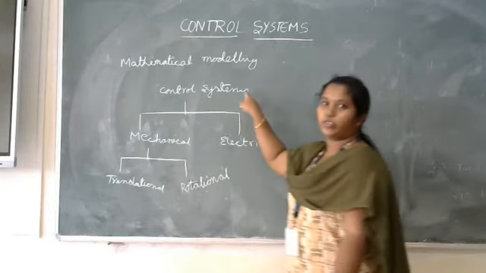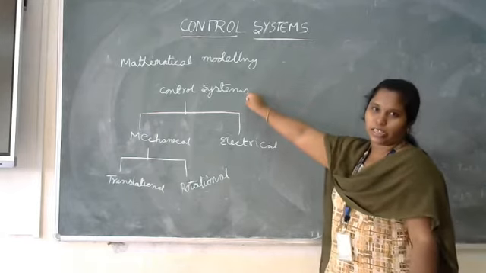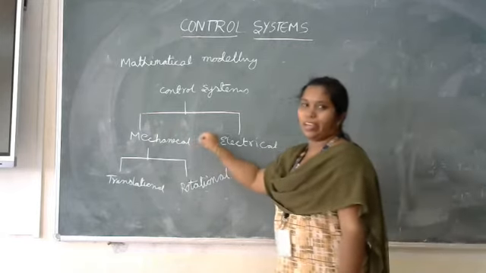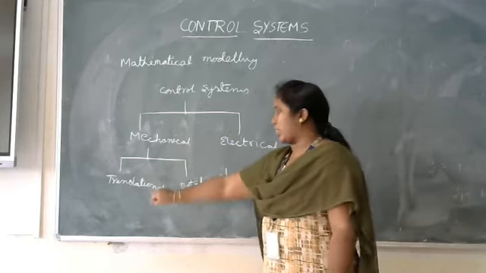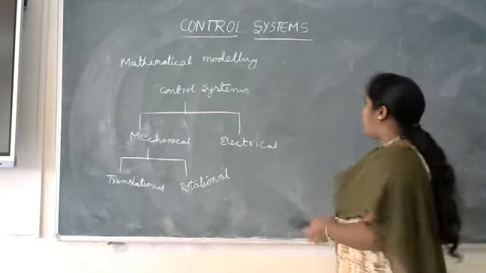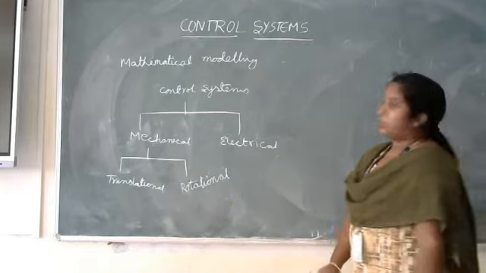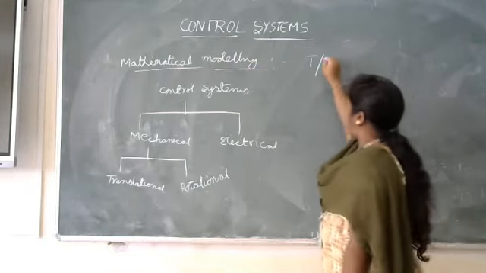So basically, to determine the mathematical modeling of a control system, the control systems are classified into two types: mechanical and electrical. In mechanical, the systems are again classified into two types: translational and rotational. Here, to determine the mathematical modeling, basically we have to determine the transfer function.